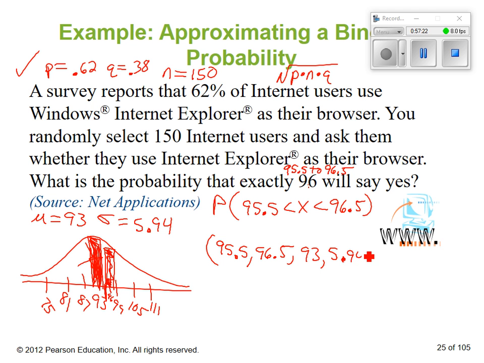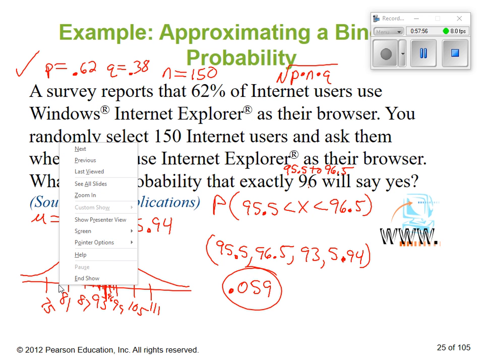5.94. Wait, do we have to put 5.94? Yes. Yeah, just don't go by my picture when I'm being lazy and don't feel like adding the decimals. 0.059. Anybody else get that? So about what percentage falls at 96? About 0.06, so about 6%. Is that unusual? No. It's close, but not quite.